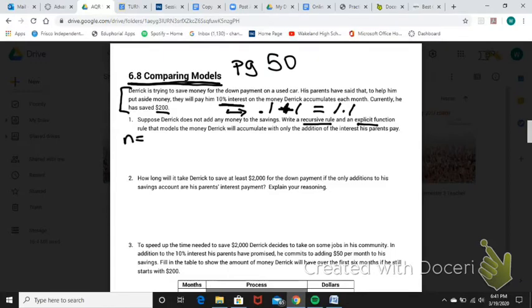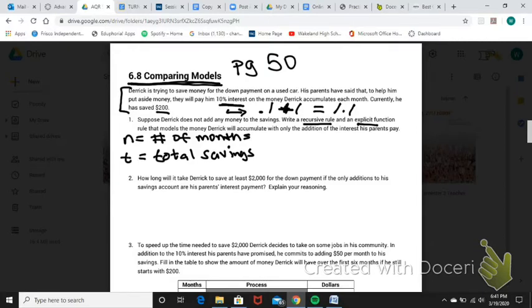N is going to represent the number of months, so that's going to be a very important component to this. We need to figure out how long it's going to take them to reach whatever it is. And then I'm going to use T as his total savings. This is the amount of money that he has accumulated through his parents putting interest into his bank account.